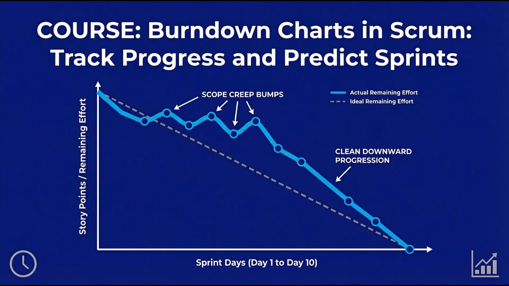After, scope creep bumps disappeared. Sprint predictability went from 40% meeting goals to 85%. Team morale improved dramatically because they could actually finish what they started.